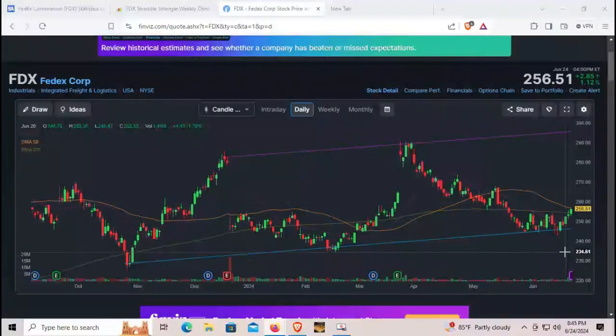Actually, it was not a double bottom. Sorry about that, because at 235 it would have been a double bottom, but maybe it didn't hit like a double bottom. But 245 is a good support resistance at 292.